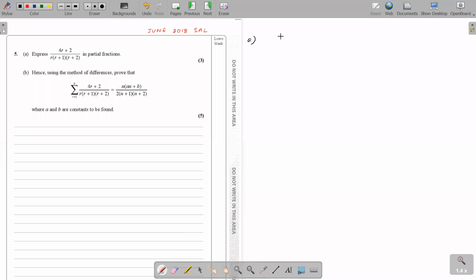How do we go for it directly? (4r + 2) / (r(r + 1)(r + 2)). When you separate the partial fractions, you will give a factor for every single factor in the denominator. So A over r is the first fraction, B over r plus 1 is the second fraction, and C over r plus 2 is the third fraction. Are you with me?